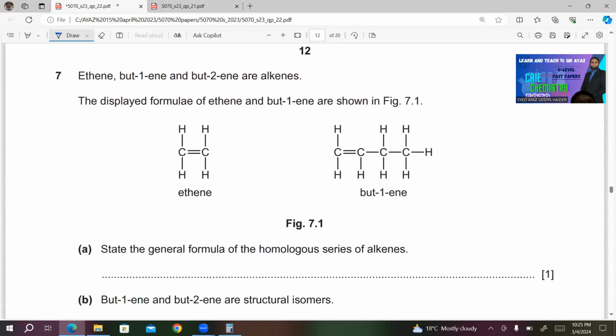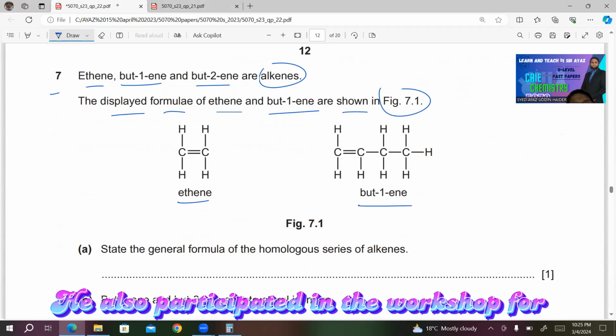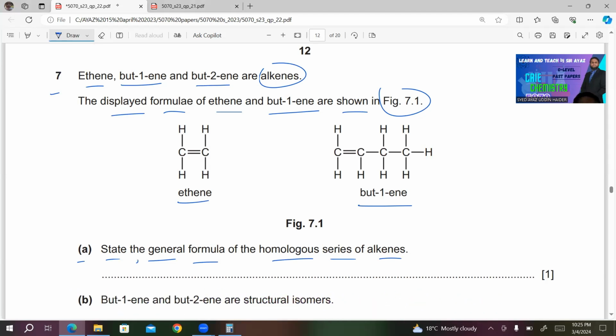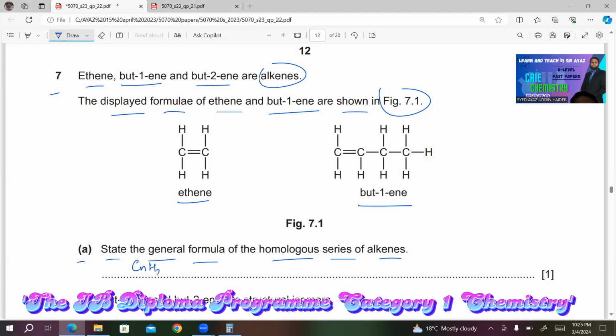Number 7. Ethene and butene are alkenes. The displayed formula of ethene and butene are shown in figure 7.1. This is ethene and this is butene. A. State the general formula of the homologous series of alkenes. The general formula for alkenes is CnH2n. So I will write CnH2n.